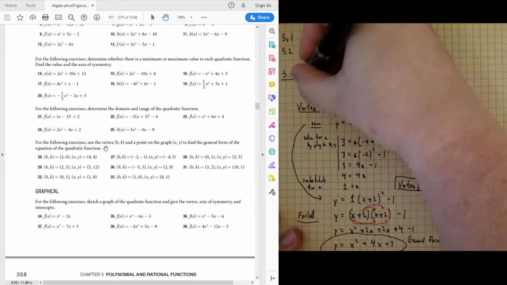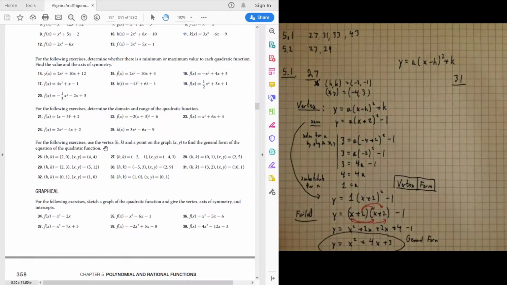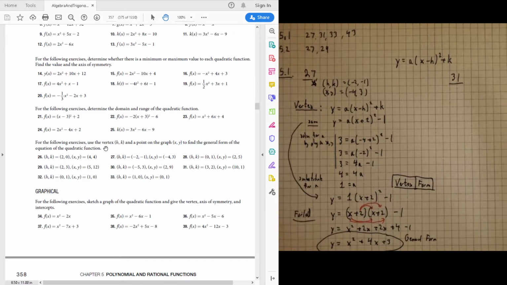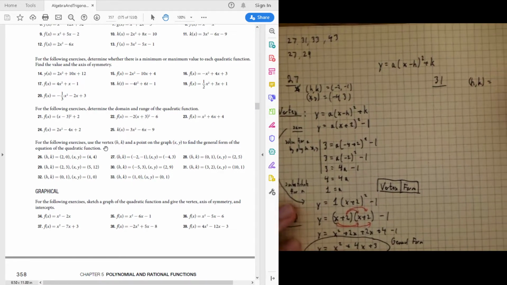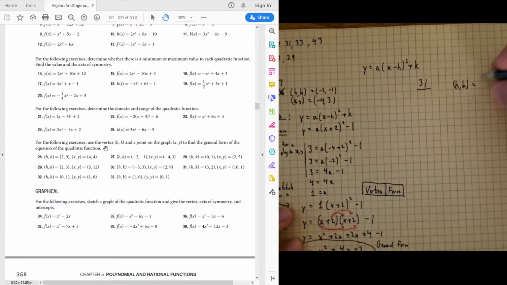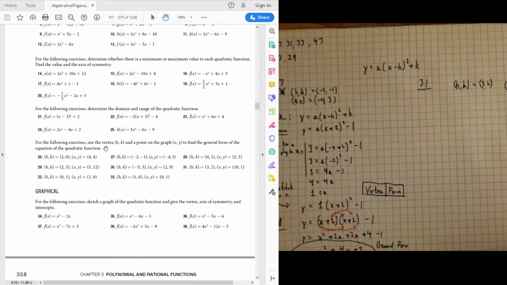Now that I've got 27 done, I can kind of use it as a little framework. So I'm going to follow the same basic steps and try to find the same solution. So 31, it states we have h and k equal to, let's see, 3, 2. We have x, y equal to 10, 1. Okay, let me get it on screen for you.